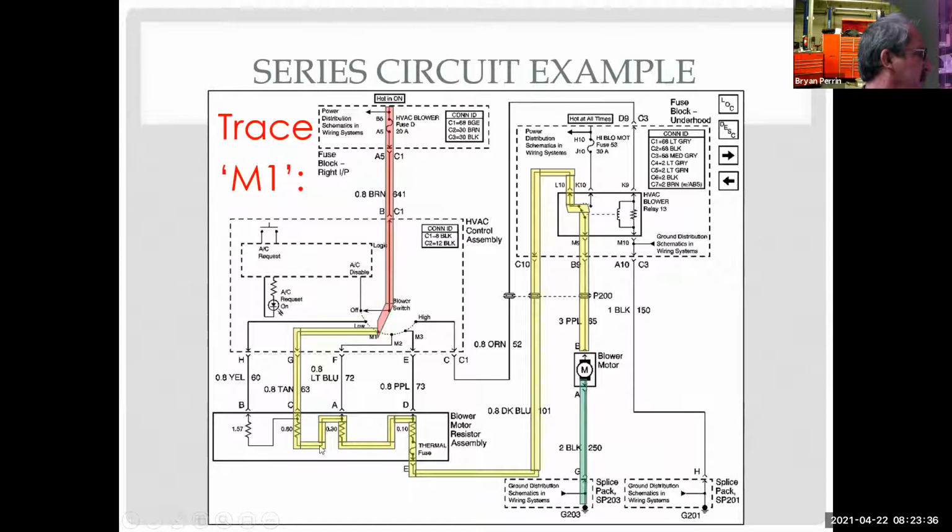assembly and through one resistor, the next resistor, the next resistor, through the normally closed contact in my relay, which would be pin 87A, through the switch in the relay in its default position, down to my blower motor, and then I have ground between my blower motor and G203. So hopefully this is what you got.